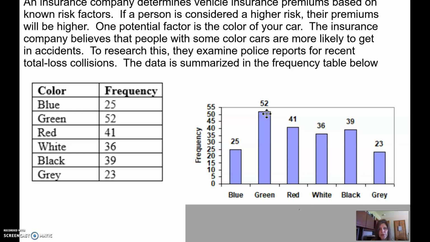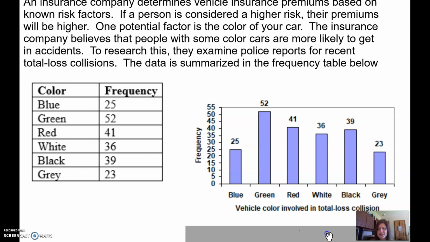So looking at this, green cars appear to be in more accidents, and the gray cars are the safe cars. It's not too surprising, but it is kind of interesting. In other videos, we'll take a look at other ways to display the information.